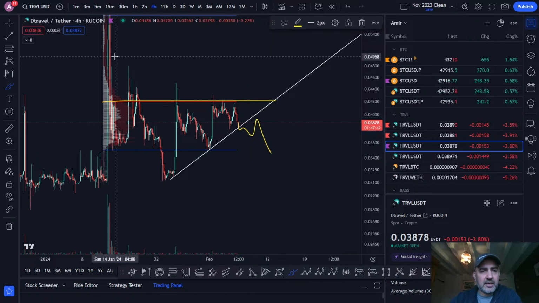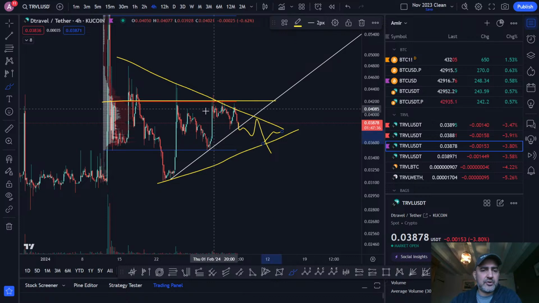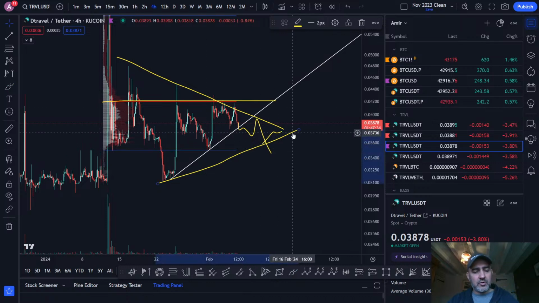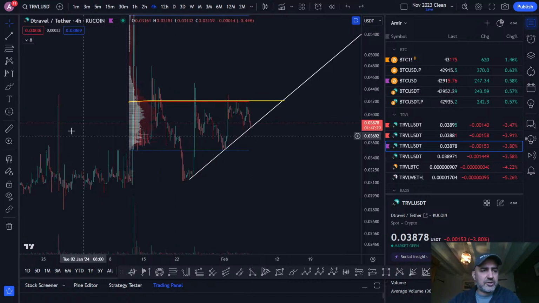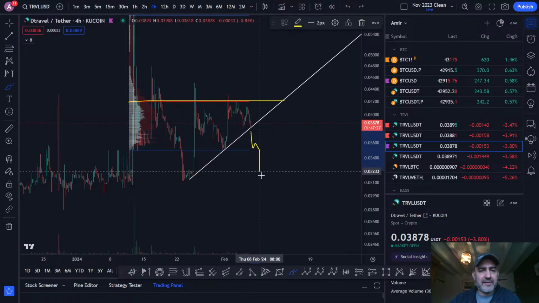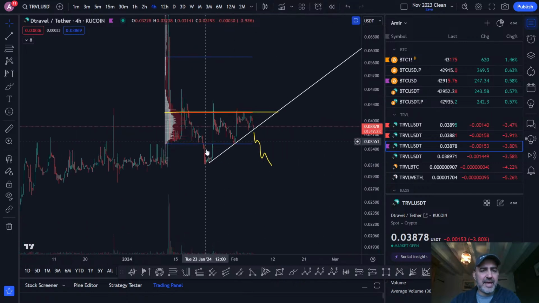I'm also seeing the possibility of an equal triangle potentially. You know, it could form something like, who knows what it could form. Or you could just head down to the lows again. It's possible. Everything's possible. We just don't know how this is going to behave.